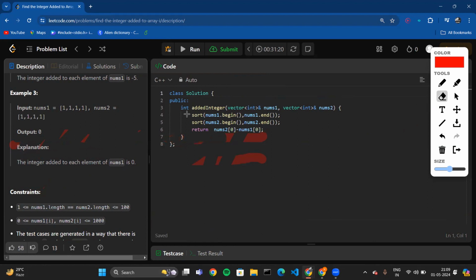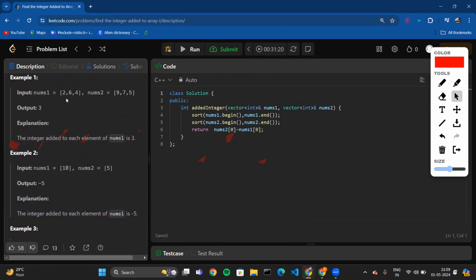Let us say these are the arrays. We know that only one element will be added or subtracted to all the numbers. So if we sort the array, let's say this becomes 2, 4, and 6, and this is 5, 7, and 9. I will compare this with this, this with this, and this with this.